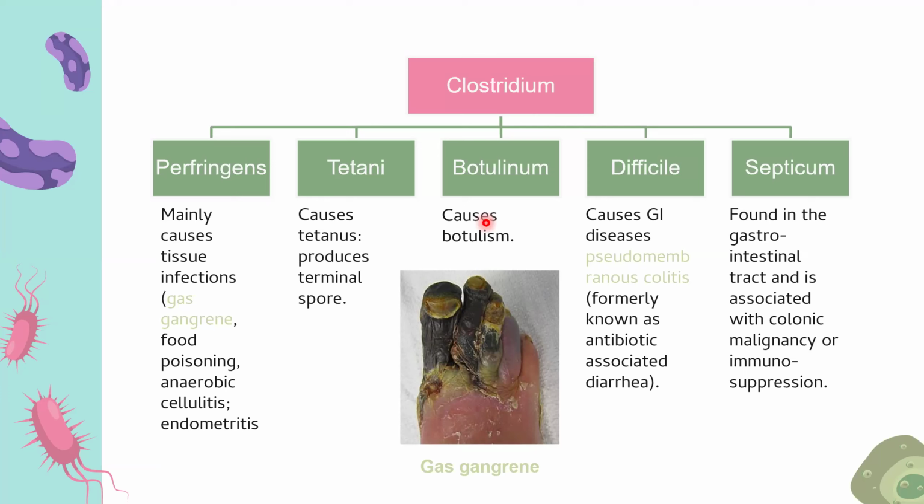Last but not least is Clostridium septicum. I did not mention it in the previous slide because it's not something you commonly see. But if it is present, this is a huge red flag because this is very common with colonic malignancy and with immunosuppression. So investigate your patient for a cancer. Let's take a look at each of these a bit closer.